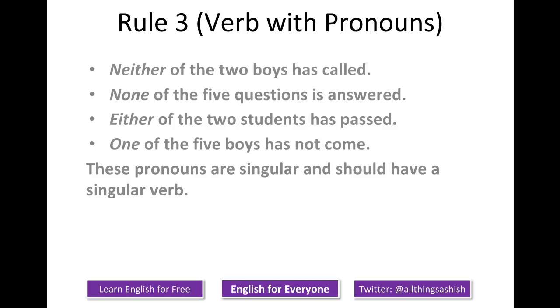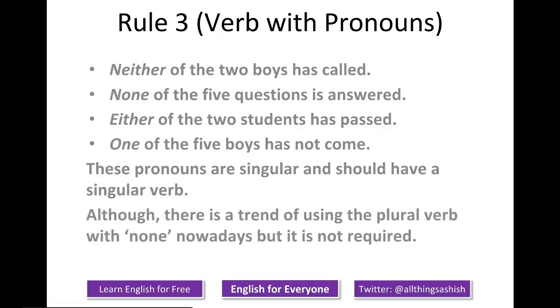If you find either at the start of the sentence or neither without their not or, use a singular verb. And although there is a trend of using the plural verb with noun nowadays, it is really not required.